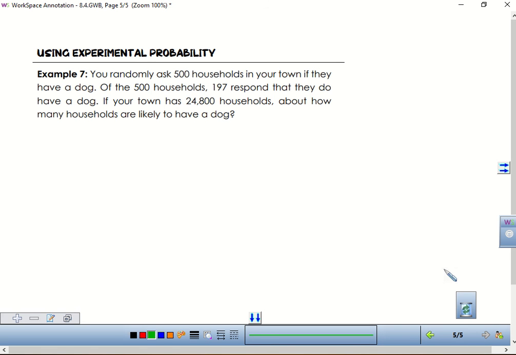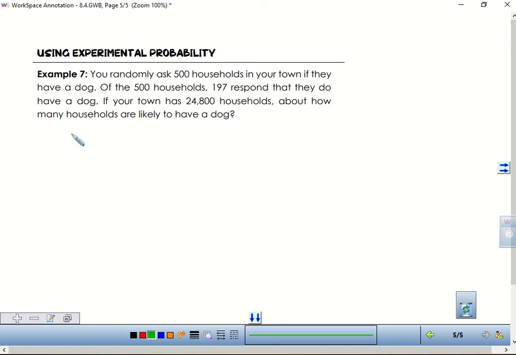So the next one says, you randomly ask 500 households in your town if they have a dog. Of the 500, 197 respond that they do. If your town has 24,800 households, about how many households are likely to have a dog? What you'll often see is a sample experiment conducted to get a general experimental probability, which you can then apply to estimate other values for other larger scale things.